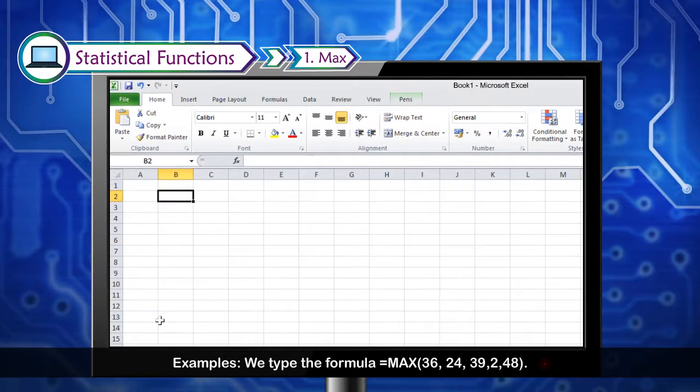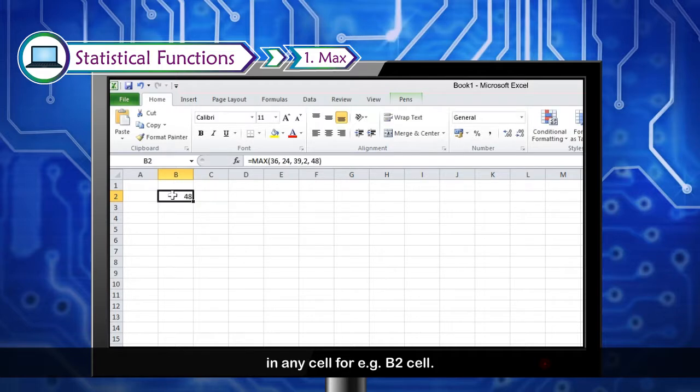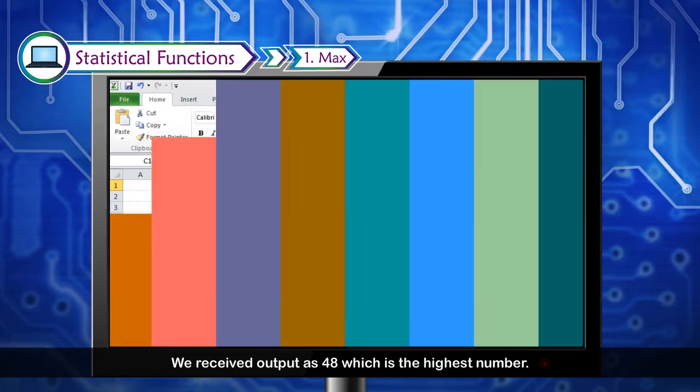Example. We type the formula =MAX(36, 24, 39, 2, 48) in any cell, for example, the B2 cell. We received output as 48, which is the highest number.